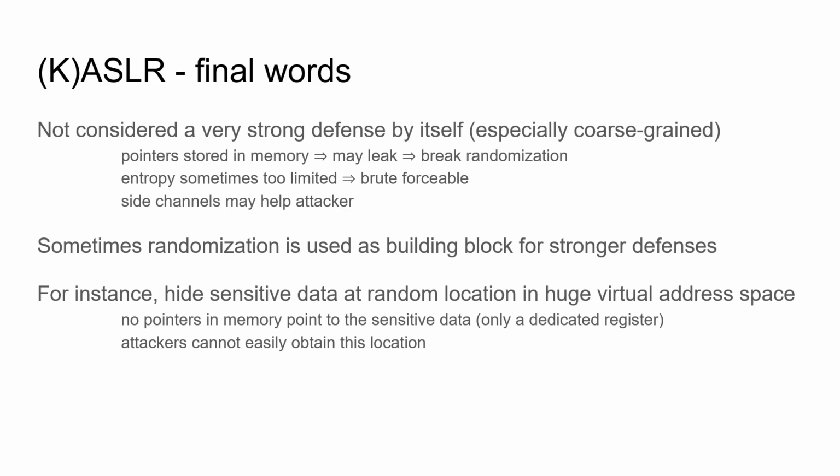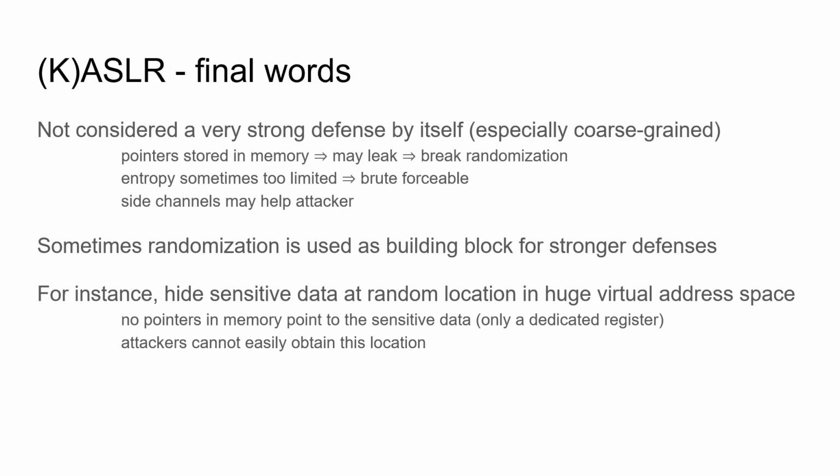Sometimes the entropy that is available for randomization, certainly on 32-bit systems, is simply too little. And finally, there are side channels that we're not going to talk about in detail that may help the attackers to break the randomization.